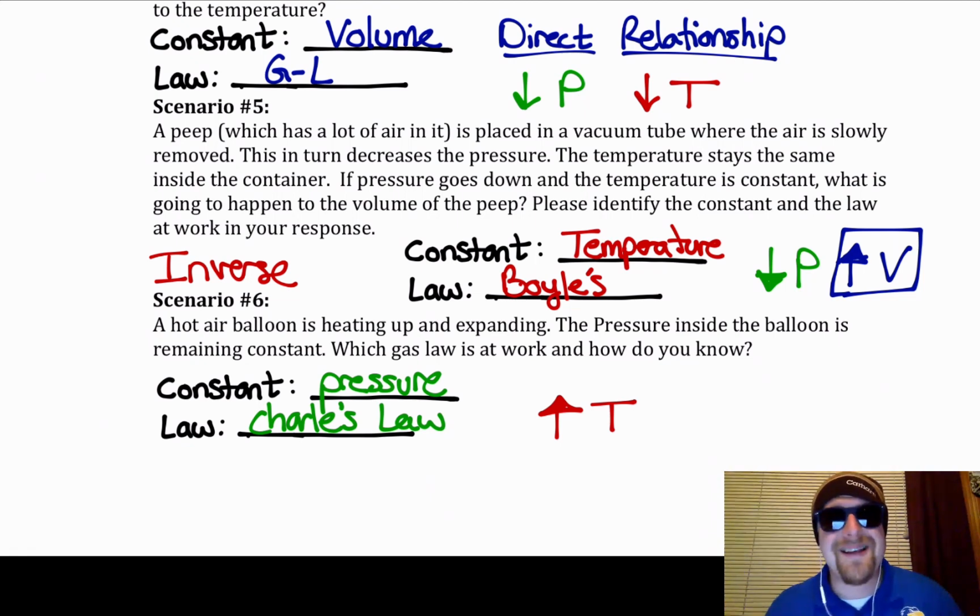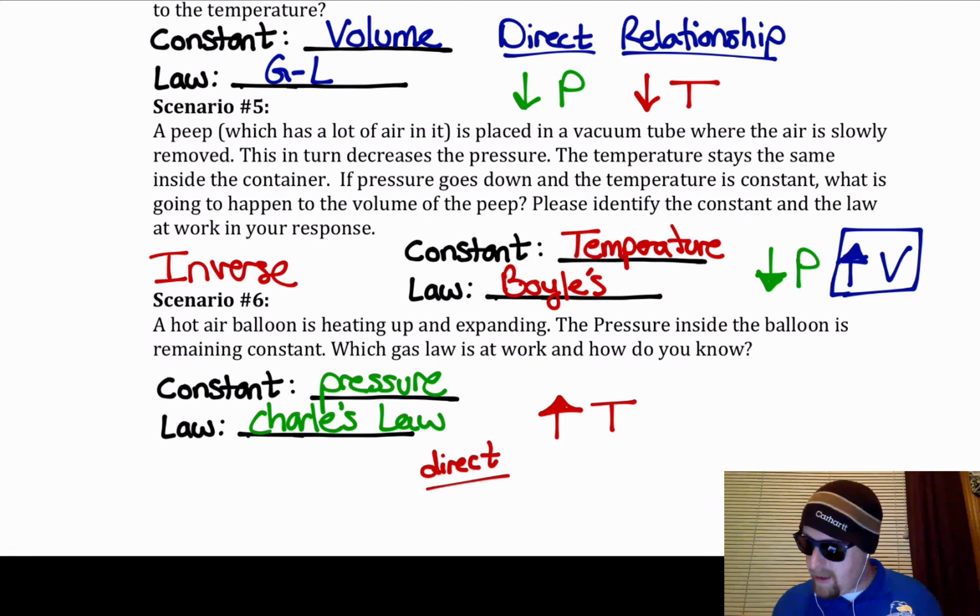Again, Charles' law is a direct relationship, which means that whatever temperature does, the other variable that can change will do the same. Pressure is being held constant. That means volume must be the other variable, and it's going to also increase. Because again, this is a direct relationship.